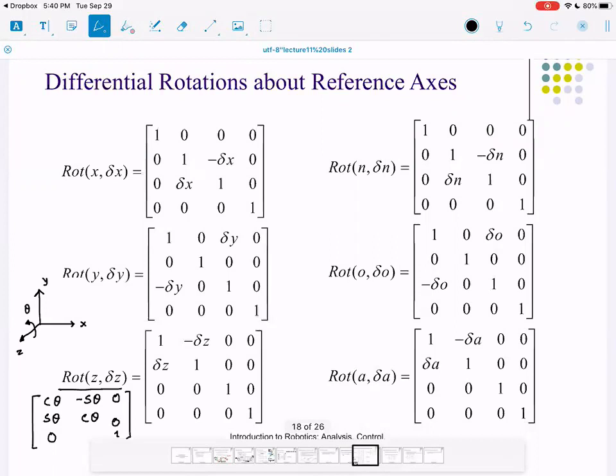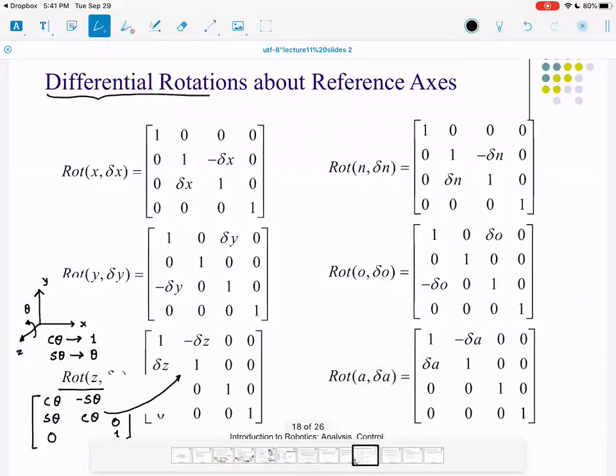Now I want you to make this change: cosine theta is equal to 1, sine theta is equal to theta. Please note that this rotation is shown over here. Cosine theta becomes 1, minus sine theta is minus theta, sine theta is theta, cosine theta becomes 1. So differential rotations are nothing but the rotation matrices wherein sine theta is replaced by theta and cosine theta is replaced by 1. And I need to write this down.